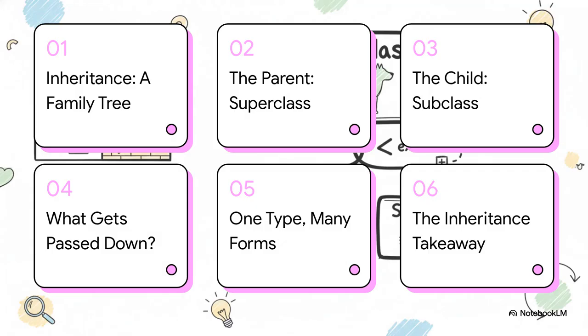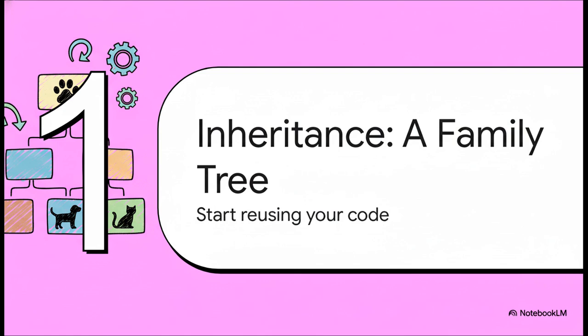So here's the game plan. We'll start with this whole family tree idea. Then we'll meet the parent, or the superclass, and the child, the subclass. We'll figure out exactly what gets passed down, the rules of the family. Then we'll unlock the real superpower of all this. And finally, we'll wrap it all up with the big takeaways. All right, let's jump right in with our first big idea, viewing our code as a family tree.